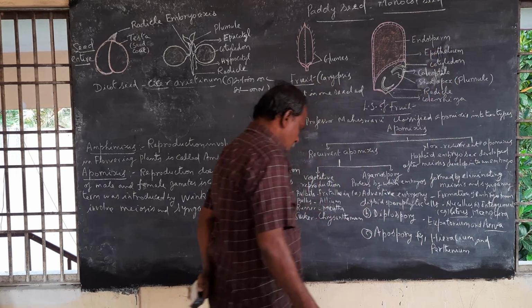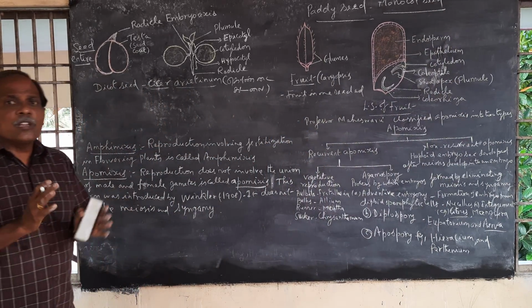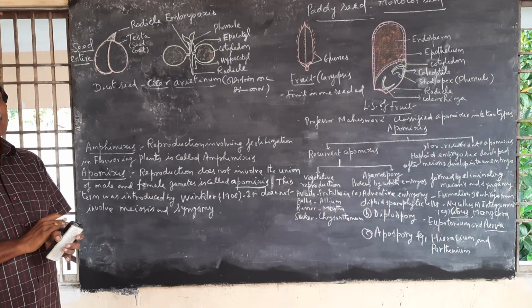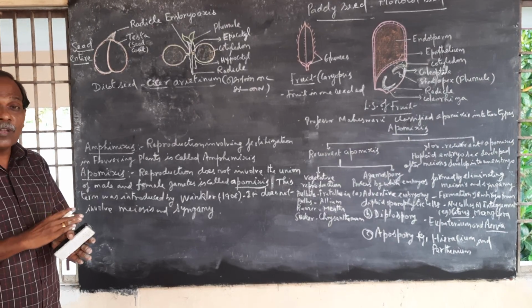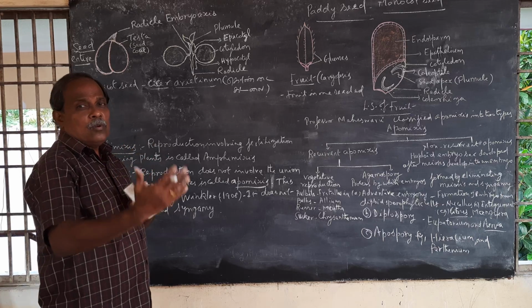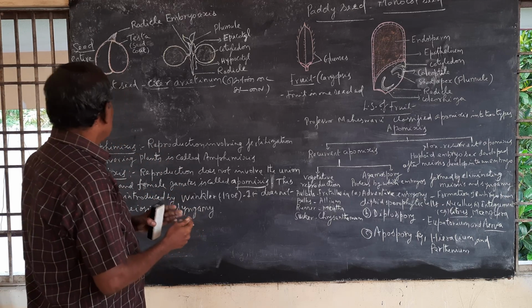Monocot seed. So what is this seed? Seed is formed only after fertilization. From which one? Fertilized ovule develops into seed.